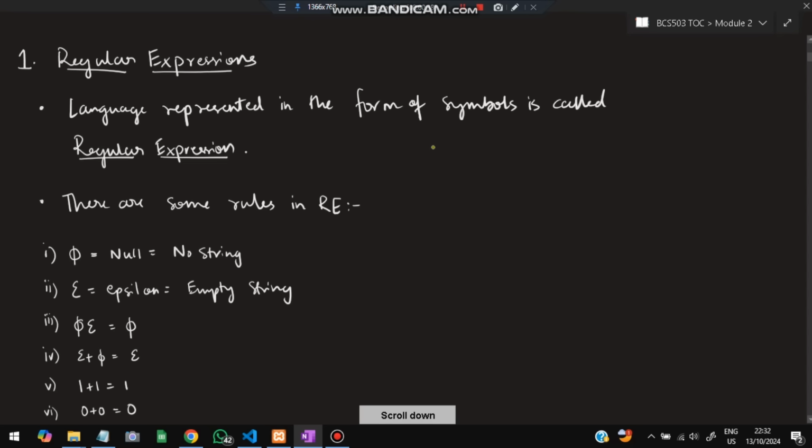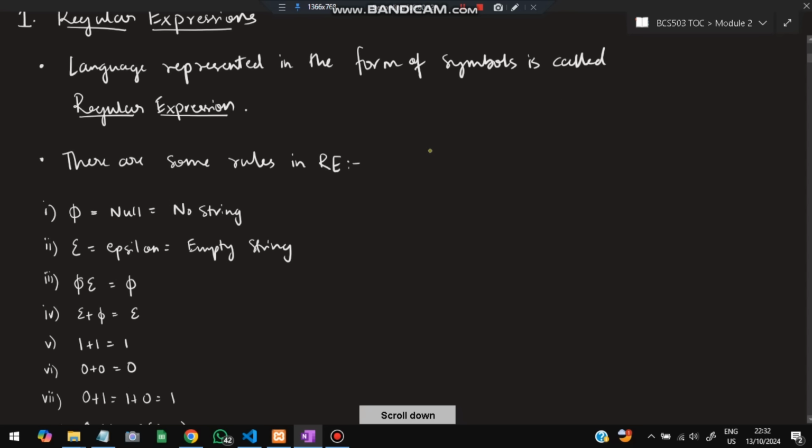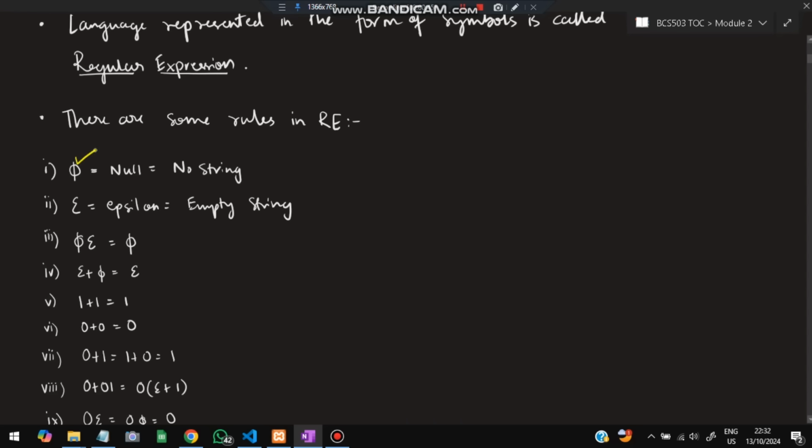There are some rules in regular expression. Let's have a look at the rules, then we will see some examples. As you can see, this is a null string, and this is epsilon. Epsilon is an empty string. You might say that null string and empty string are the same thing, but no. Null means no string; there is nothing there at all. Epsilon is still a string which is empty, it does not have any value in it, and it is denoted by the epsilon symbol.